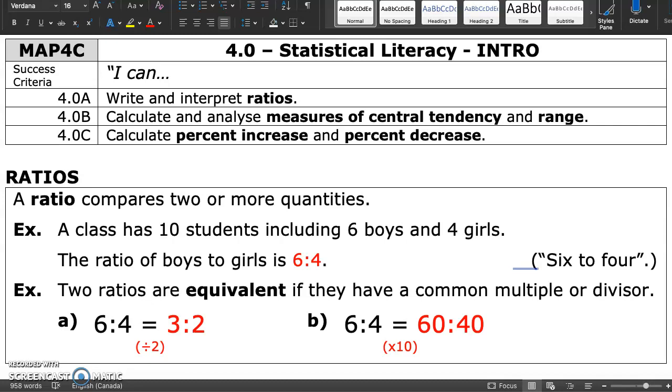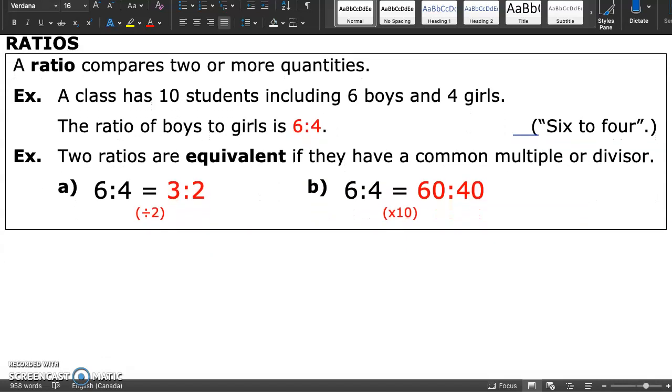MAP4C 4.0 Statistical Literacy Introduction. Our first concept we're learning is ratios, and a ratio is a way of comparing one group to another directly. So if a class has 10 students total and we're asked the ratio of boys to girls, it's 6 to 4, talking about the components of the group. 6 boys to 4 girls.